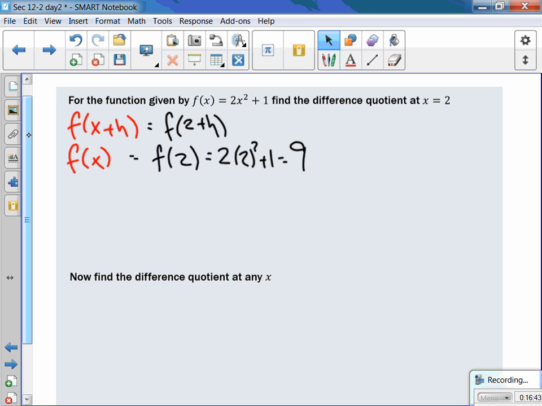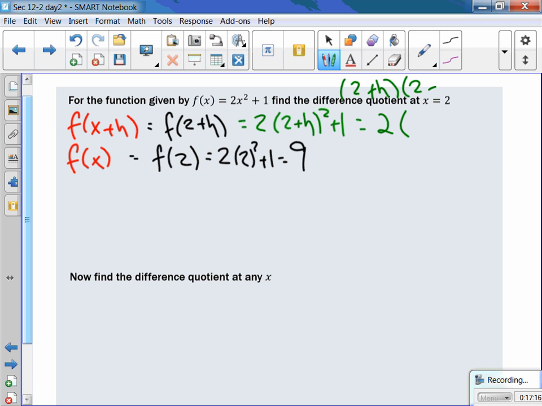Do I do it any differently? No. Just like I did f of 2, wherever I saw an x, instead of placing a 2, I'm going to put what? 2 plus h. What is 2 plus h quantity squared? Don't forget that 2 plus h squared is what? Don't just square your first term and square your last term. Then you're forgetting the outer and the inner term. FOIL it out. Double distribution. So what do we get?